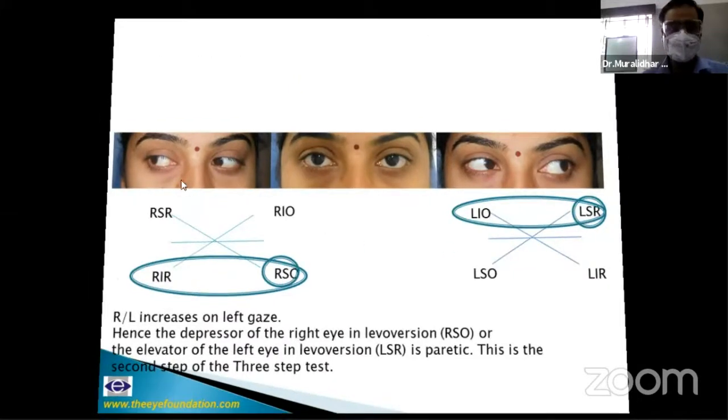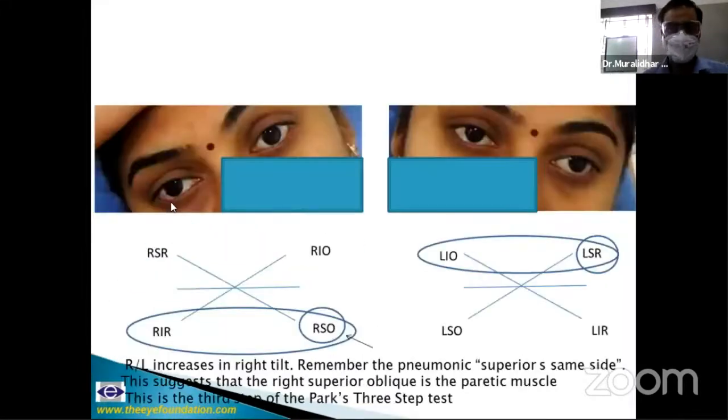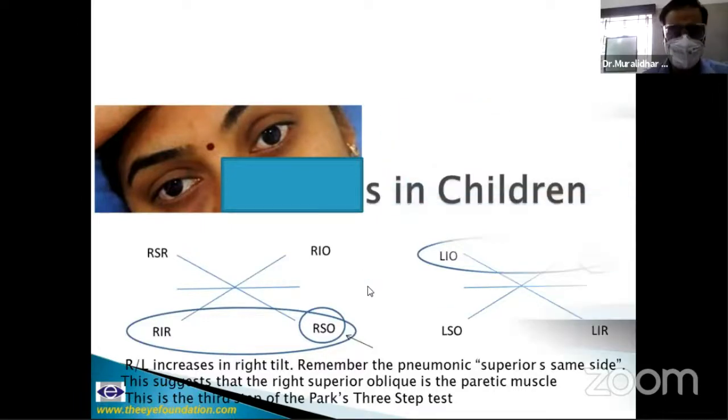And on the head tilt, the R by L, if you notice, increases on right tilt. So they need to be taught the mnemonic that superior same side. So we finally narrow down the diagnosis to right superior oblique palsy. So we need to remember that the Parks three-step test has many fallacies and has been challenged by many authors, but it nevertheless remains a useful part of the PG teaching program.